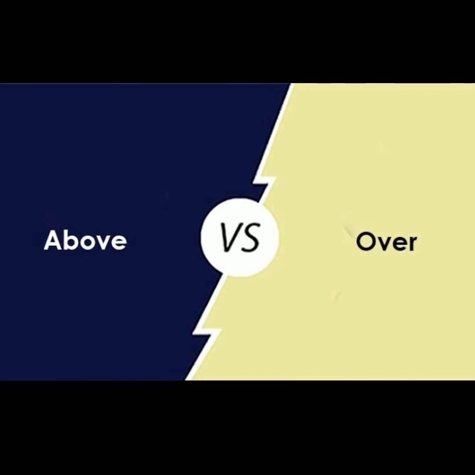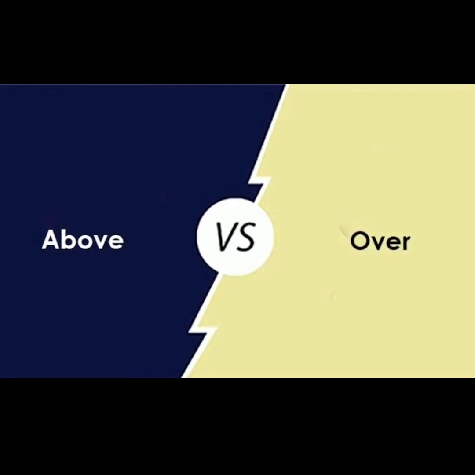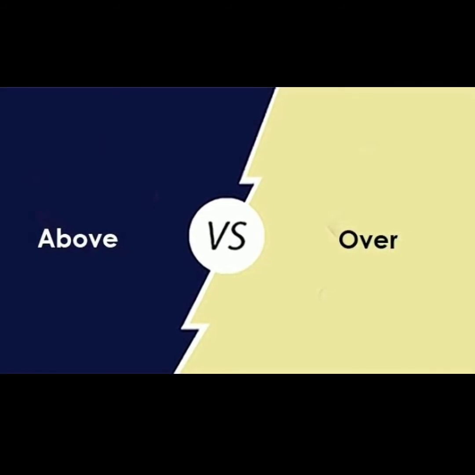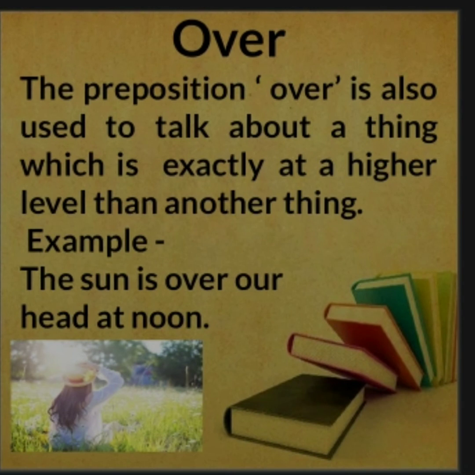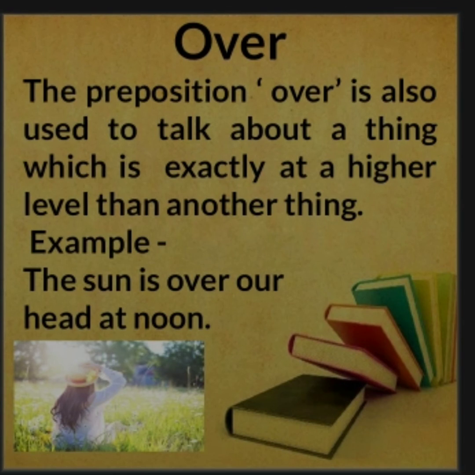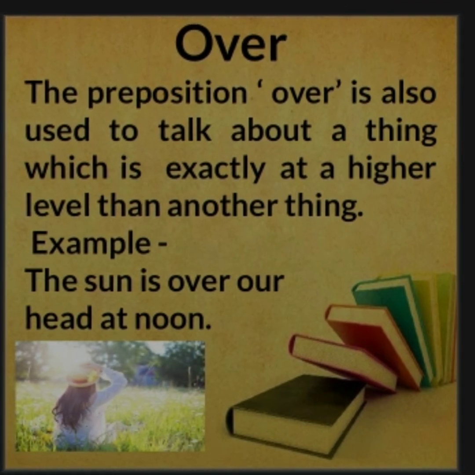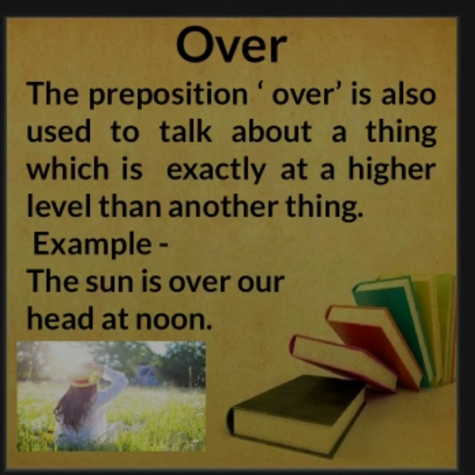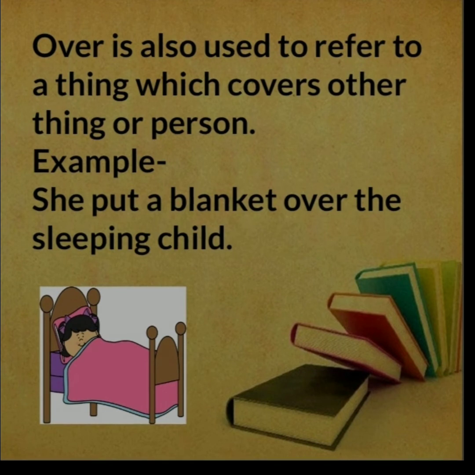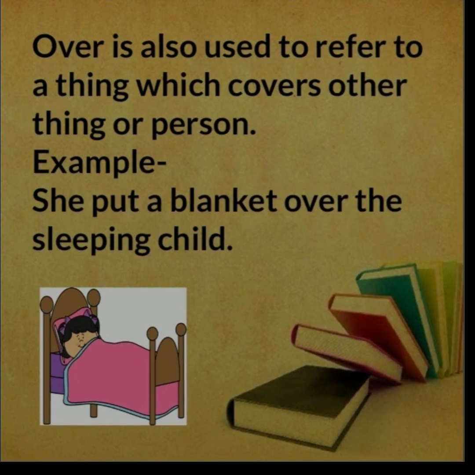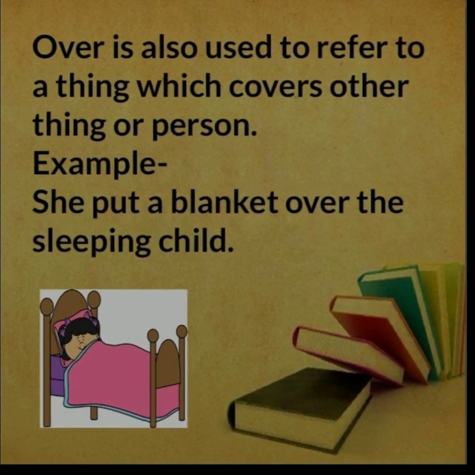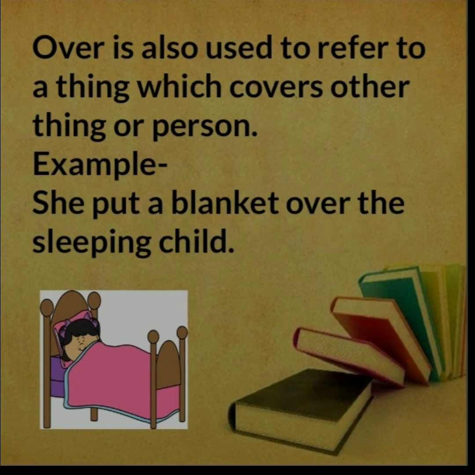Children, you would have noticed that the prepositions above and over both talk about a thing at a higher level. But the preposition over refers to a thing that is exactly at a higher level than the other thing. For example, the sun is over our head at noon. In other words, we can say that when a thing covers the other thing or person, we use the preposition over. For example, she put a blanket over the sleeping child.